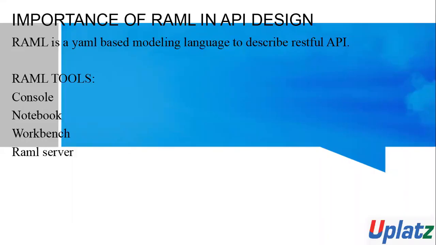Now we will see the importance of YAML in API design. So we have understood what YAML is and why it is so popular. But YAML is a YAML-based modeling language to describe a RESTful API. And there are many necessary and helpful tools in YAML like console, which we can use to test the APIs. Then we have notebook, which is used to validate the APIs. Then we have workbench and YAML server. So let's see what the uses of these components are.